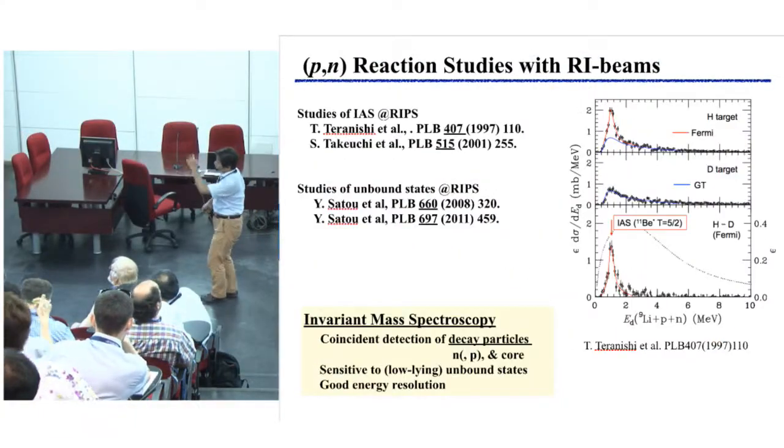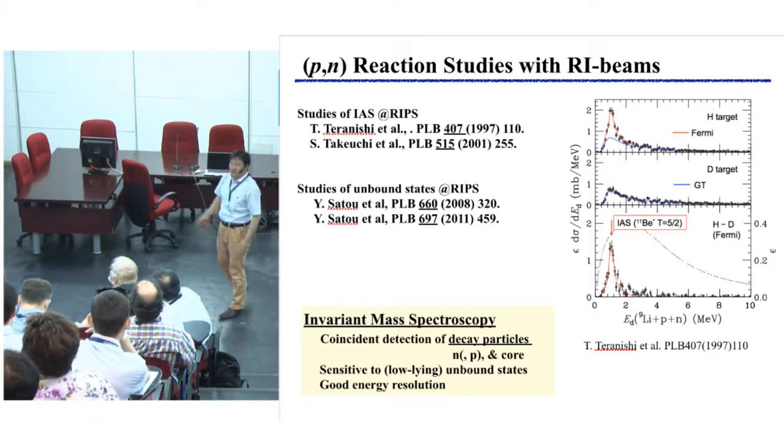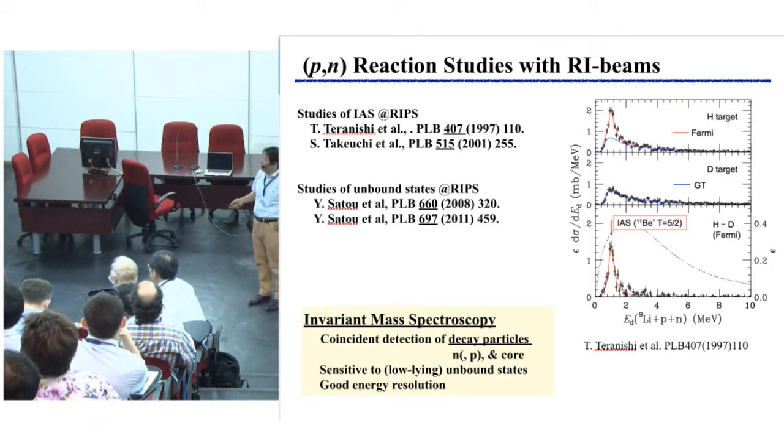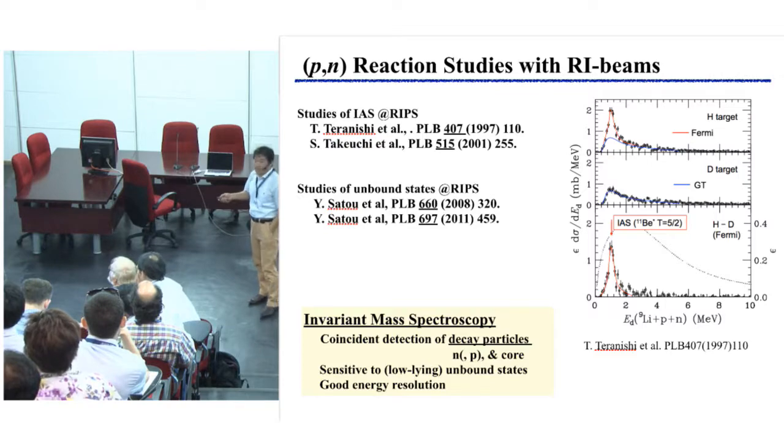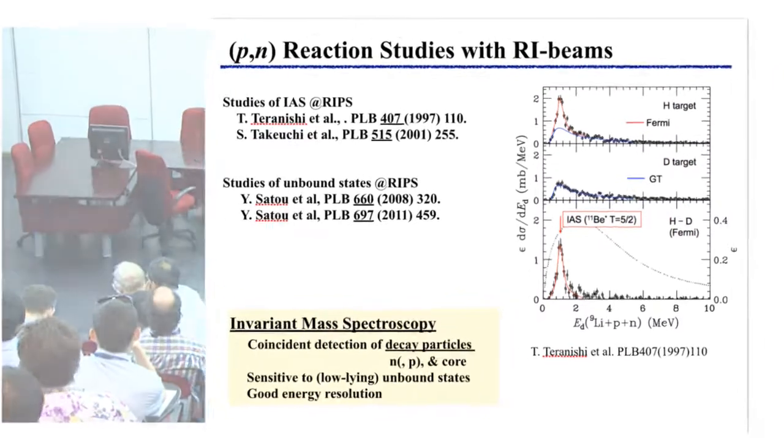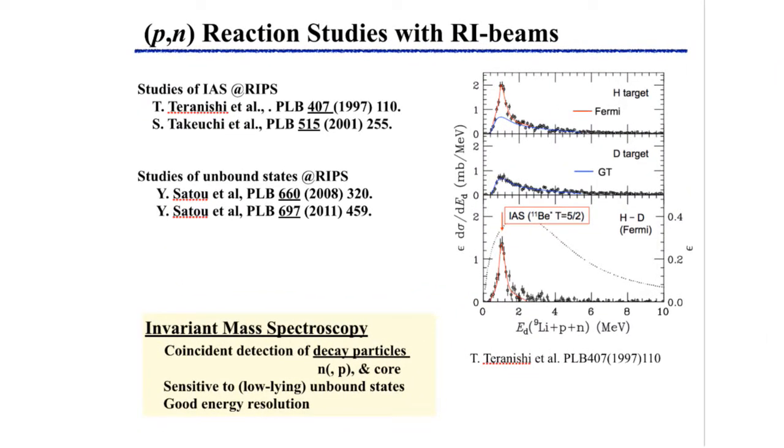Not recently, 20 years ago, these PN reaction studies were applied to radioactive nuclear beam experiments. The first experiment was done by Teranishi at RIKEN. He tried to look at the isobaric analog state by PN reaction in lithium-11. They looked at the Coulomb displacement energy to study the proton distribution in beryllium-11, the isobaric analog state of the lithium-11 ground state.